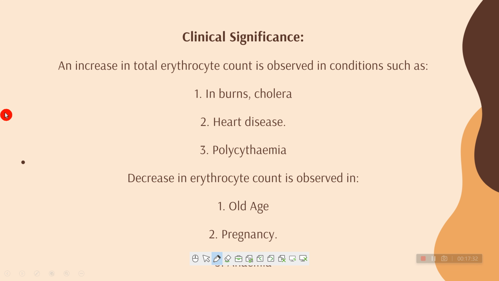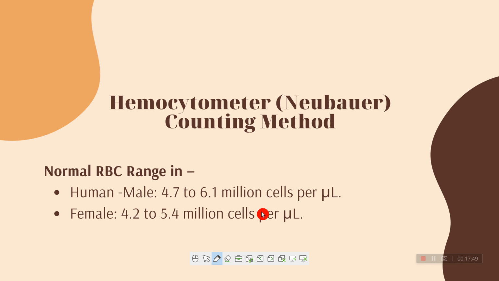Now, why is the erythrocyte count performed? It is very important to know the clinical significance of this erythrocyte count. So, if your RBC count is increased above the normal range, for example, let's say in the laboratory we performed a total erythrocyte count, and the result we get for a male person is 6.3.